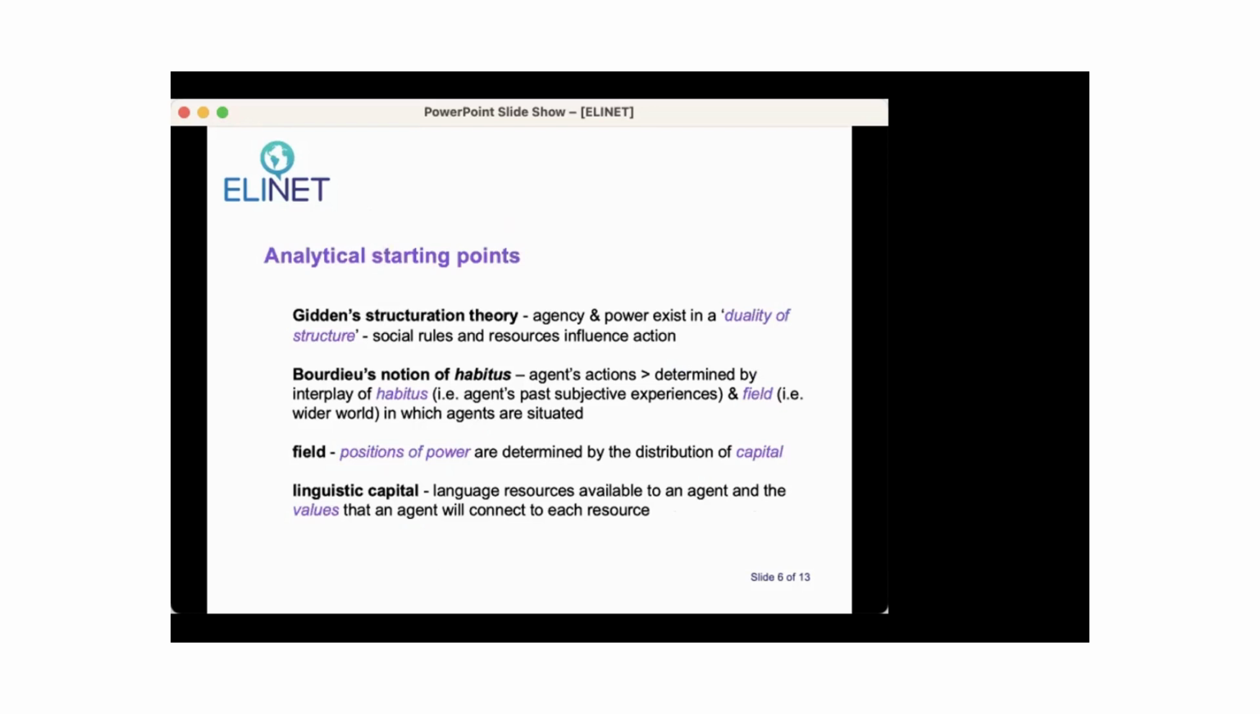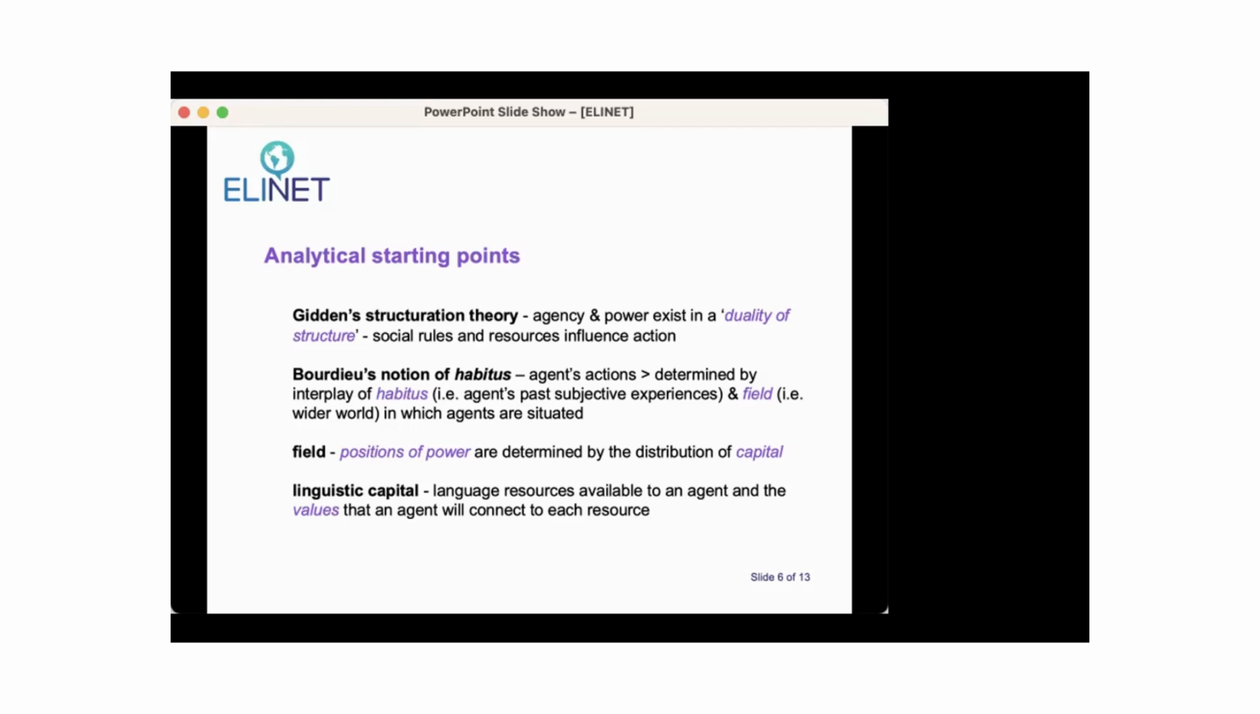So my understanding of agency and context for the purposes of my research was further informed by Giddens and Bourdieu's work. In Giddens' structuration theory, agency and power exist in a duality of structure, whereby rules and resources influence action. So therefore, agents are bounded within the structure, and therefore they act according to their knowledge of it by remaking what is already made.